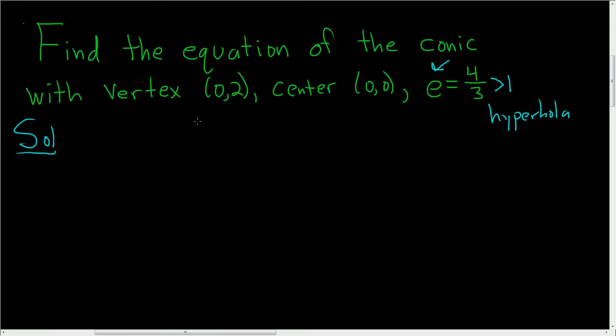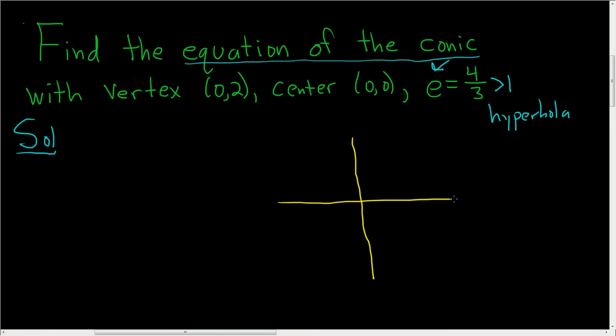Usually in these problems where you have to find the equation, it's a good idea to draw a little picture as it helps clarify your thinking. So there's the x-axis and there's the y-axis. And we're told the center of this hyperbola is (0, 0). And we're told one of the vertices. We call it a vertex because it's singular. So (0, 2), that's going to be up here. That means the other vertex is down here.